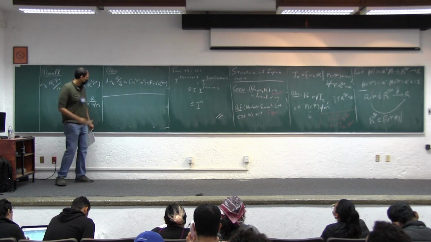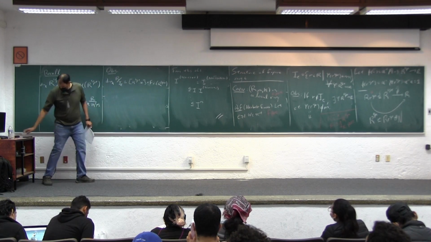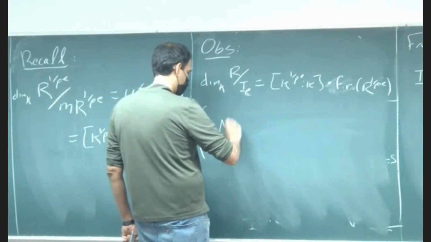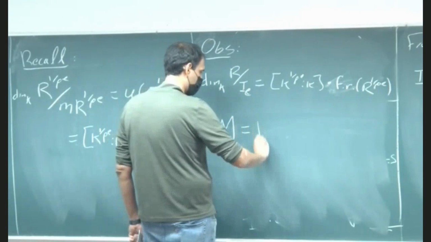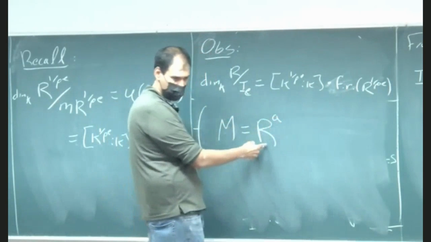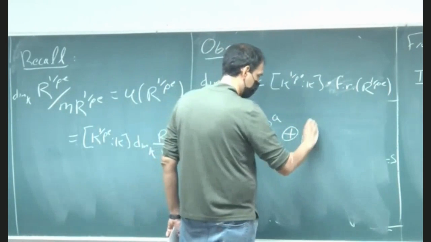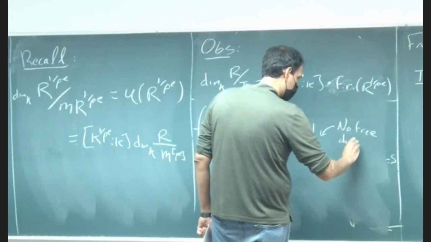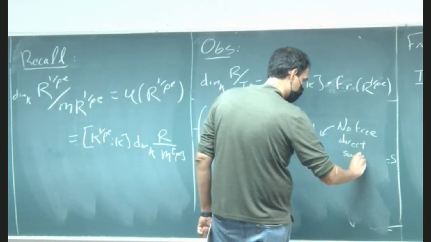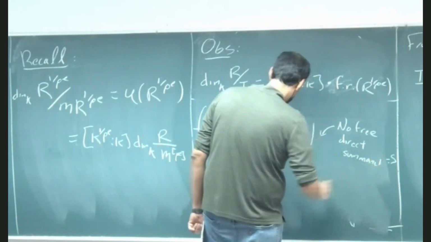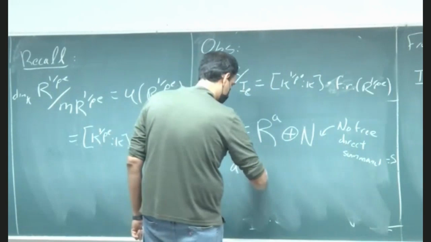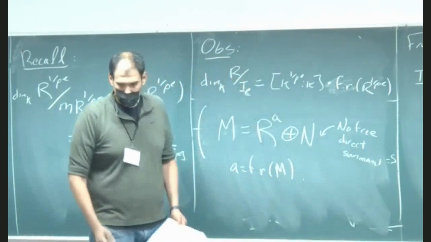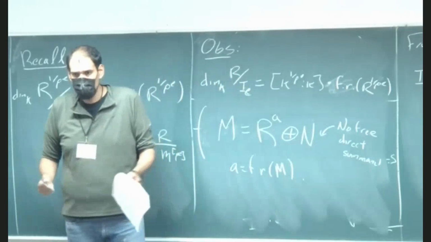What I mean by the free rank: you have a module M, and then you can write it as R to the A, free, plus something, and this has no free direct summand. Then A is what is called the free rank. Okay. So this is telling us the maximum free module that we can extract.